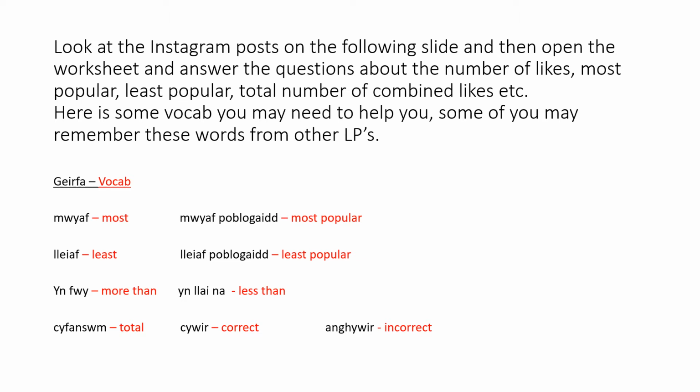So the words you will need are mwyaf, which means most, mwyaf poblogaidd, most popular, lleiaf, least, lleiaf poblogaidd, least popular, yn fwy, more than, and llai na, less than, cyfanswm, total, and look there, sum, that word you could guess meant total, the sum of, cyfanswm. And then you've got cywir, correct, and anghywir, incorrect. So they are the words that you will need for these tasks that you're going to complete today.